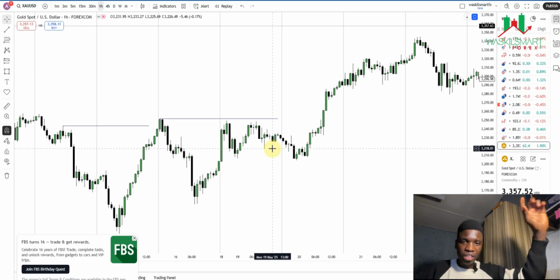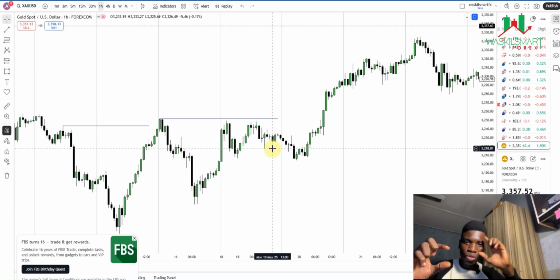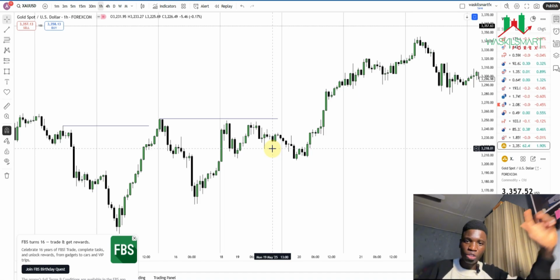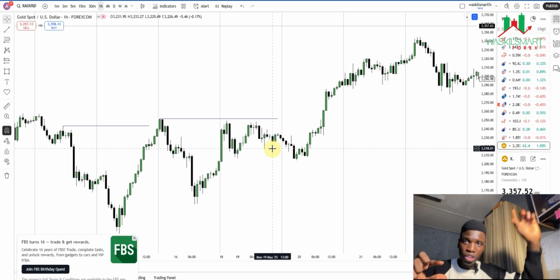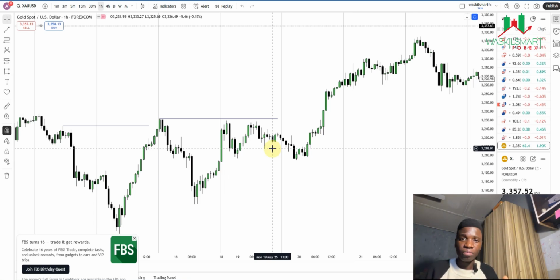manipulation, and expansion. Consolidation, manipulation, and expansion. You need to understand this market cycle. When the market consolidated, the next candle is going to go for manipulation or liquidity. They are going to go for liquidity in the opposite direction of expansion.